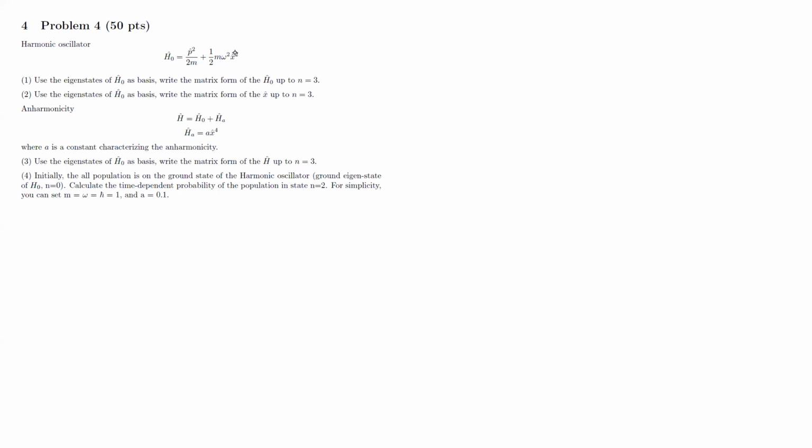Okay, so let's work on this anharmonicity term. The first step is to express these H_A terms in terms of a plus and a minus, right? So that is trying to express that in terms of a plus and a minus. That is a lot of terms because this is x to the 4. So x is a plus plus a minus.